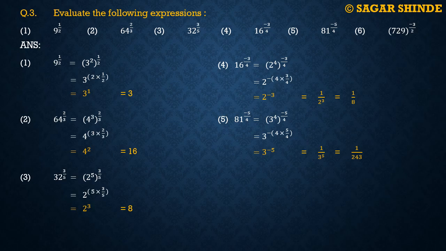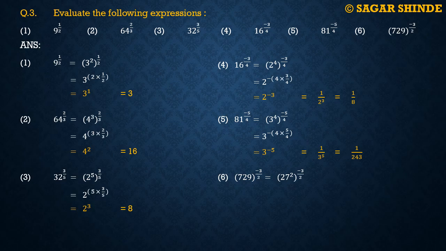In the sixth question, what do we see? We have been given 729 raised to minus 3 upon 2. Rational power. We will focus on the denominator of the power, which is 2. Means we have to see 729 is the square of which number? Now 729 is the square of 27. So we have written that is equal to (27 square) whole raised to minus 3 by 2.